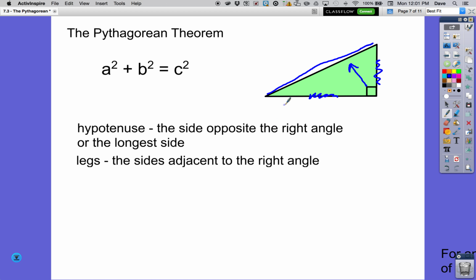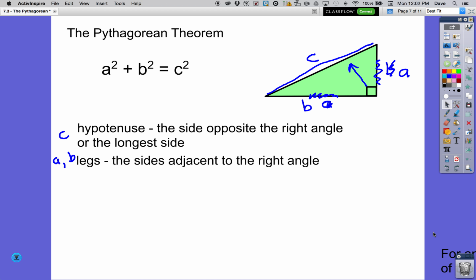To keep track of which one's which, the hypotenuse is always labeled C. So this side here, the hypotenuse, would have measurement C. And then the legs are A and B. These are interchangeable, so it wouldn't make a difference if we label this side A and this side B, or vice versa, this side B and this side A. Those are the only two you can switch back and forth, but the most important thing is that side C has to be the hypotenuse.